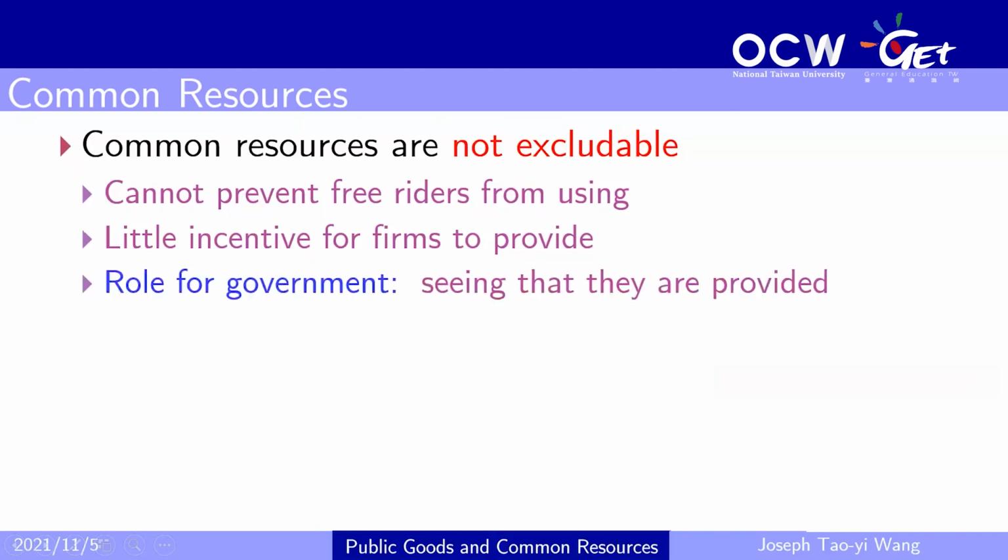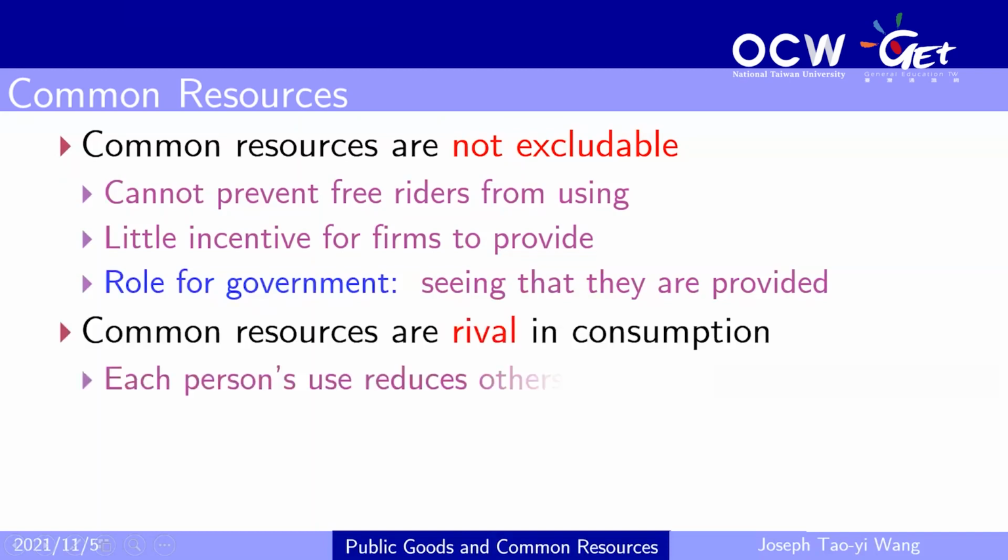And so here, what the government can try to do is to provide them or try to find a way to help private firms to provide this common resource. The other issue that common resources have, which is different from public goods, is that common resources are rival in consumption.